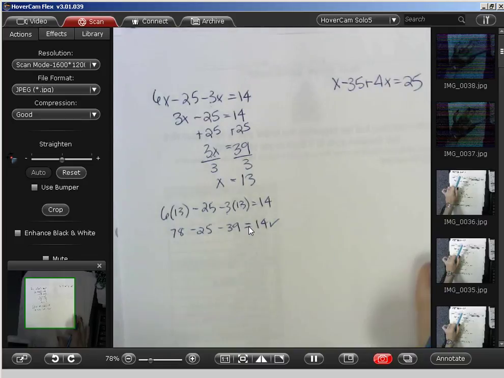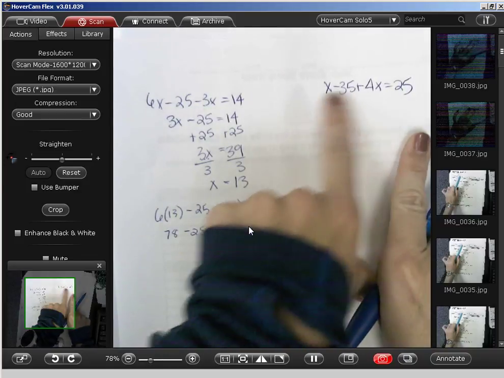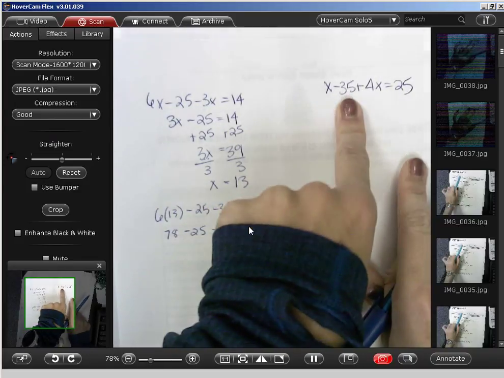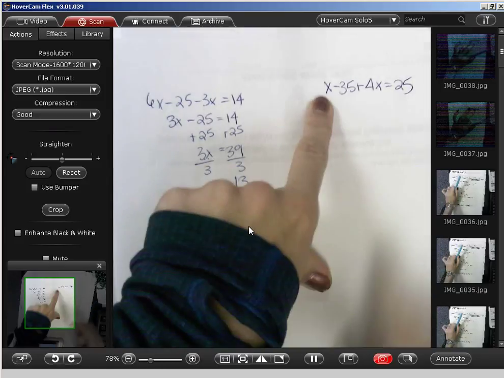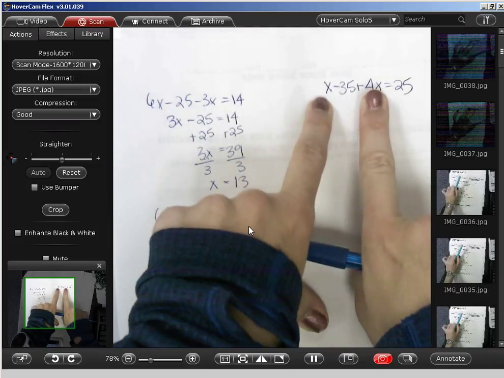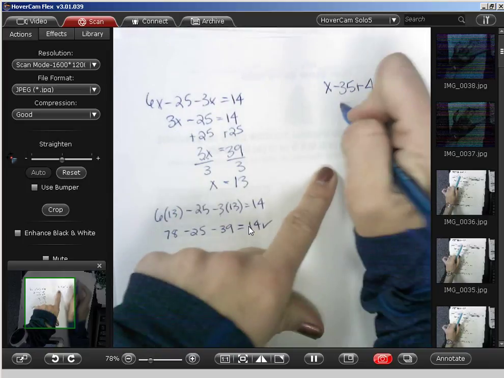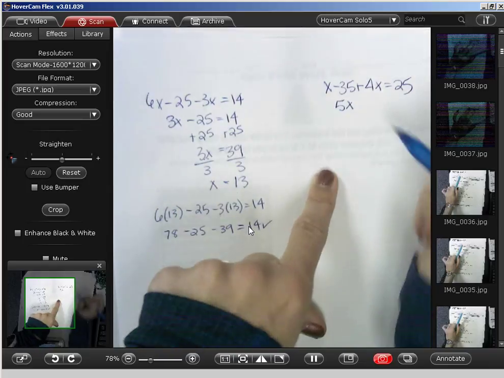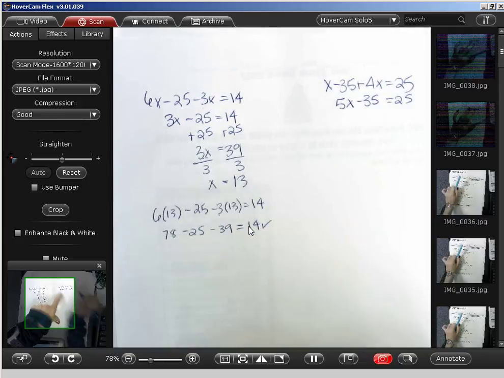Okay, now let's try this one over here. Again, I've got multiple like terms on this side of the equal sign. So before I can do my two-step stuff, I've got to combine these. I have an x and I have a 4x. This is a positive and this is a positive, so I'm going to add them together. 4x plus x is 5x. And then I have minus 35 equals 25.